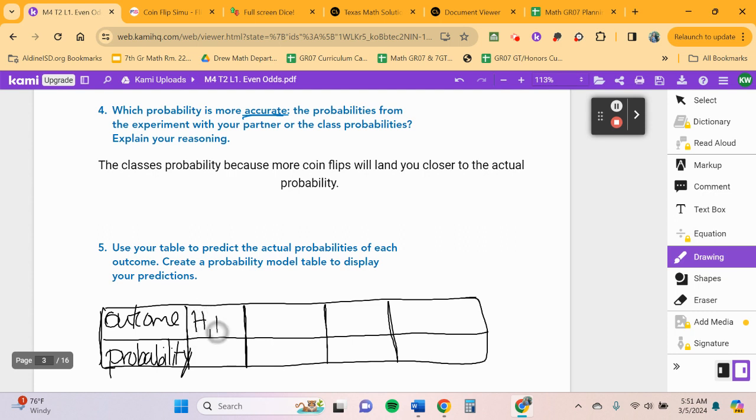So heads, heads, heads, tails, tails, heads, and tails, tails. And here we're predicting the actual probabilities. So we're not writing in our experimental probability, but what we think should happen. So being that all of these options have an equal chance or fair chance of being selected, that probability would simply be 1 out of 4 for each. Each of these has a 1/4 chance of being selected.